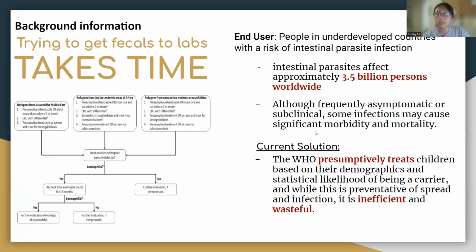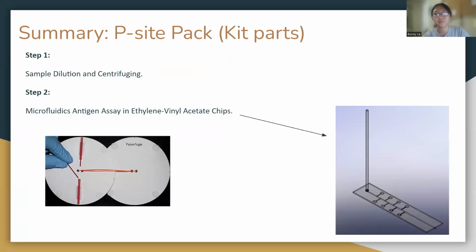About 3.5 billion people worldwide are affected by intestinal parasites. And currently the solution for mass treatment is that the WHO presumptively treats people based on certain criteria. However, this method proves to be inefficient and wasteful.